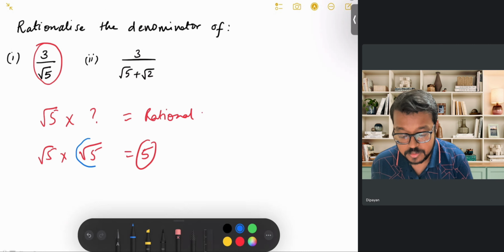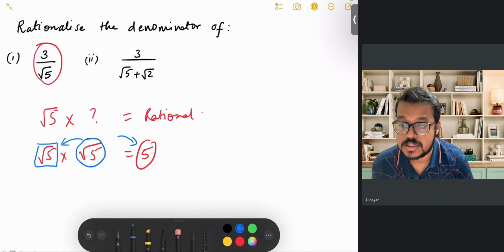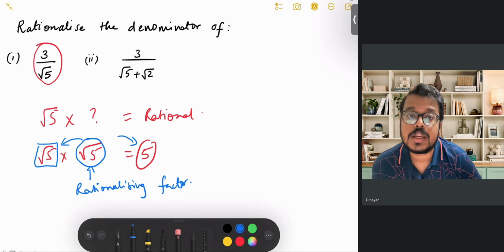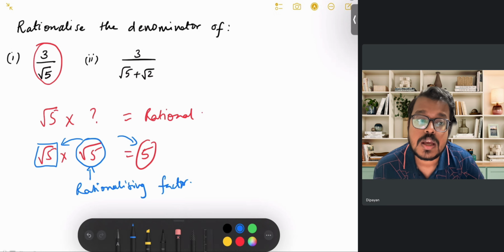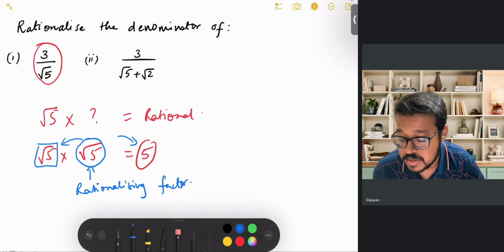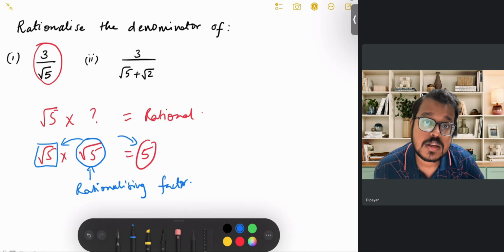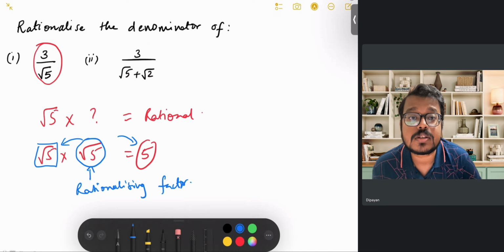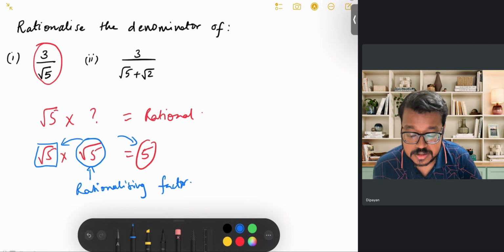this number root 5 that I am multiplying with the given number root 5 so that the result is rational, this number is the rationalizing factor. So for any irrational number, I can find a rationalizing factor. Given any irrational number, I can multiply it with some number so that the result is rational.